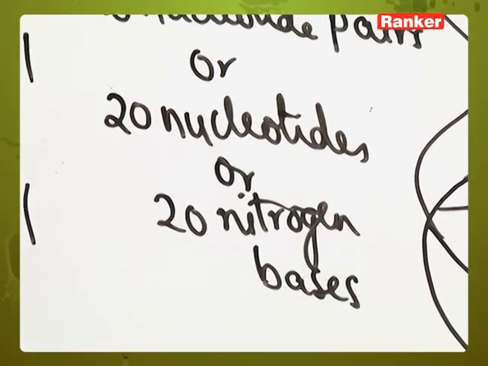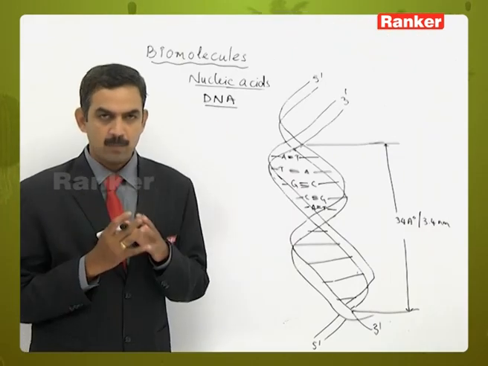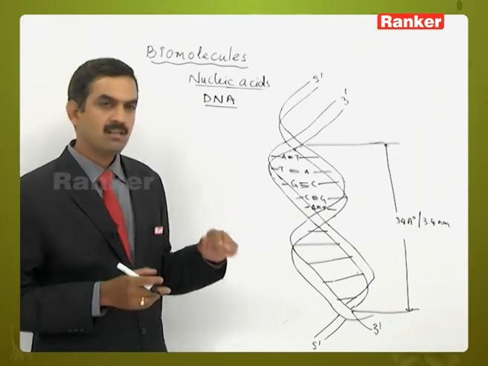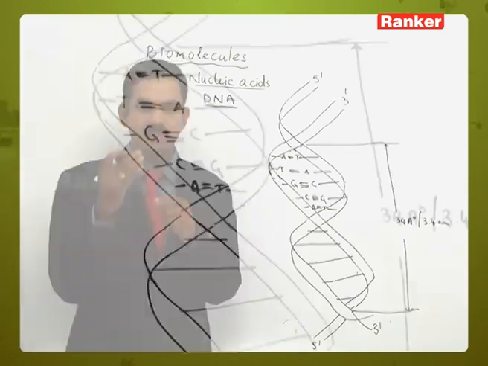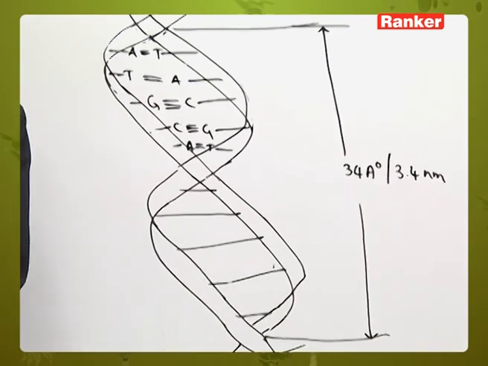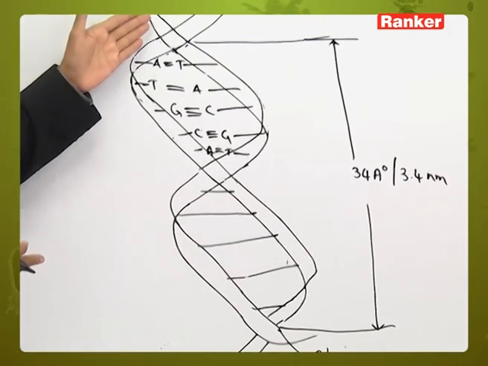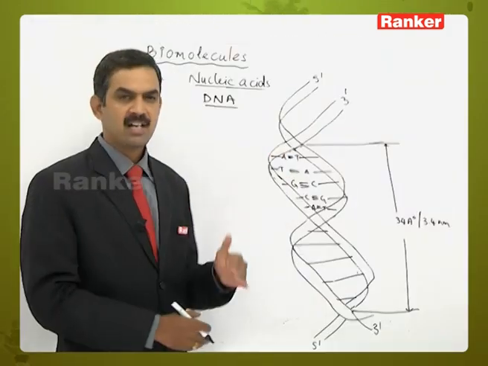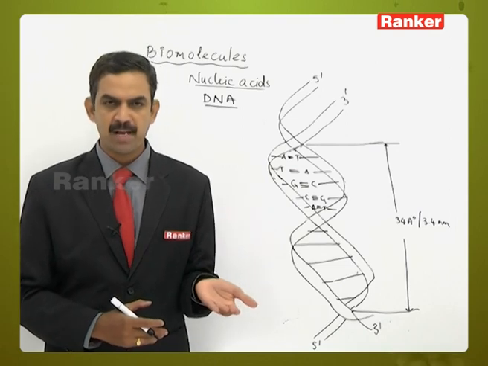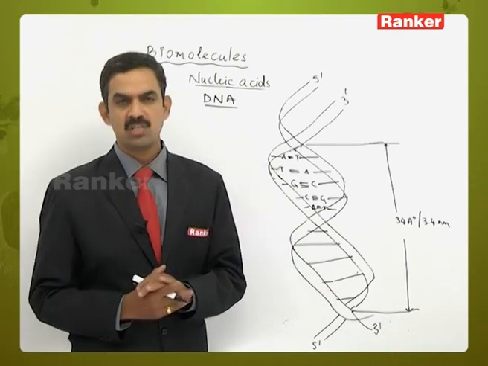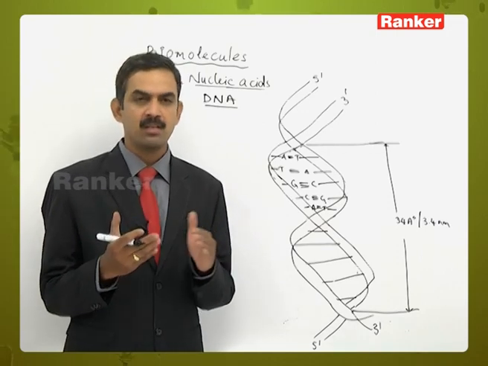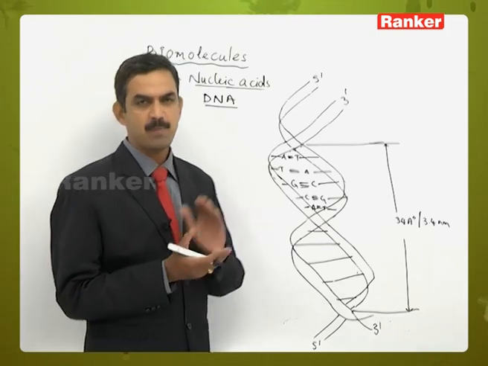It is not compulsory that one coil should contain this many adenines and this many thymines, or this many guanines and this many cytosines. The entire coil may contain only adenine and thymine pairs, or the entire coil may contain G and C pairs, or sometimes both A and T pairs and G and C pairs are present.